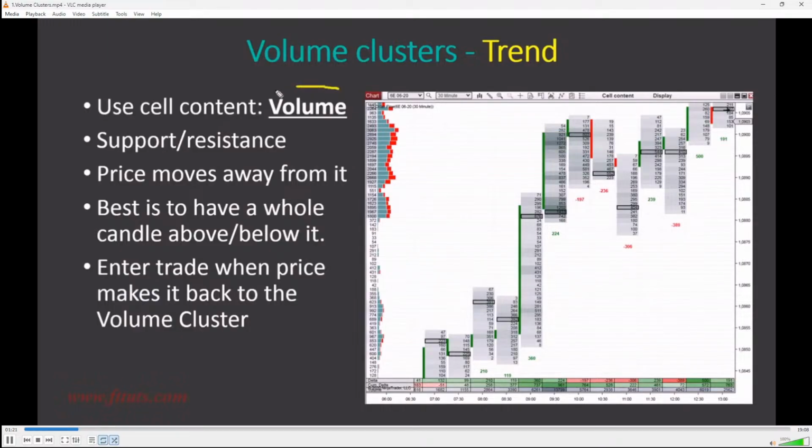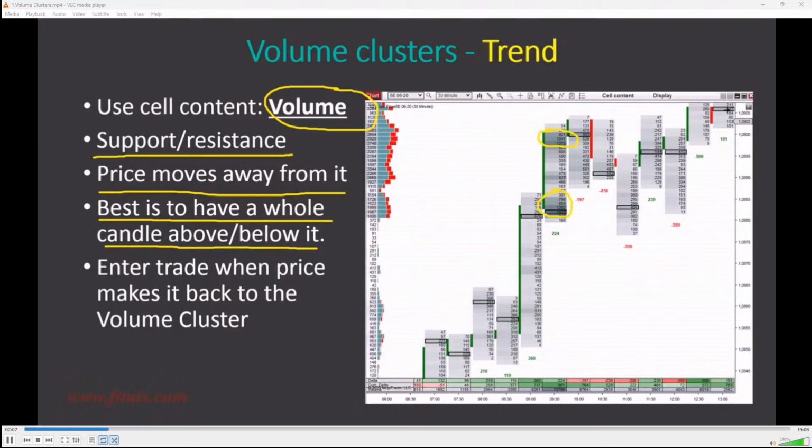Now, the reason I use this volume setting is, as you can see, the heavier the volumes, the darker the gray is, like in here or in here, right? The heavier volumes, the darker it gets. And this is the core of the strategy, because you want to follow the dark places, the places where the volumes were heavy. Those are the volume clusters. Now, those volume clusters work as support and resistance zones. What you want to see is price moving away from those support and resistance zones and then testing them again. And best is to have a whole candle above or below it.